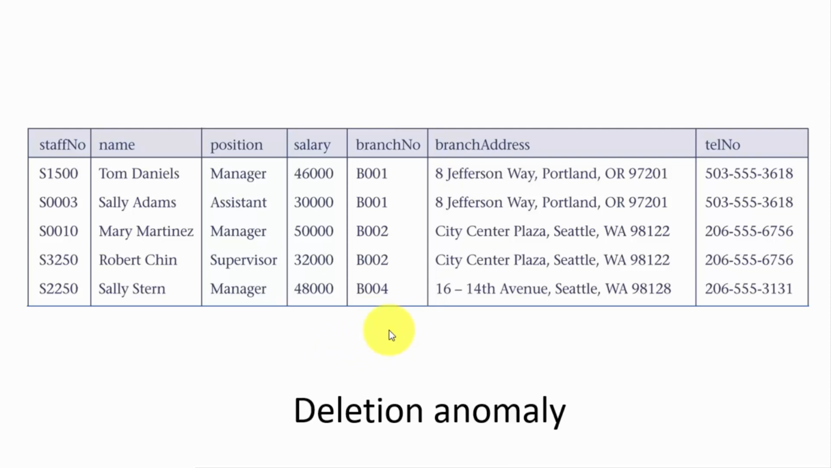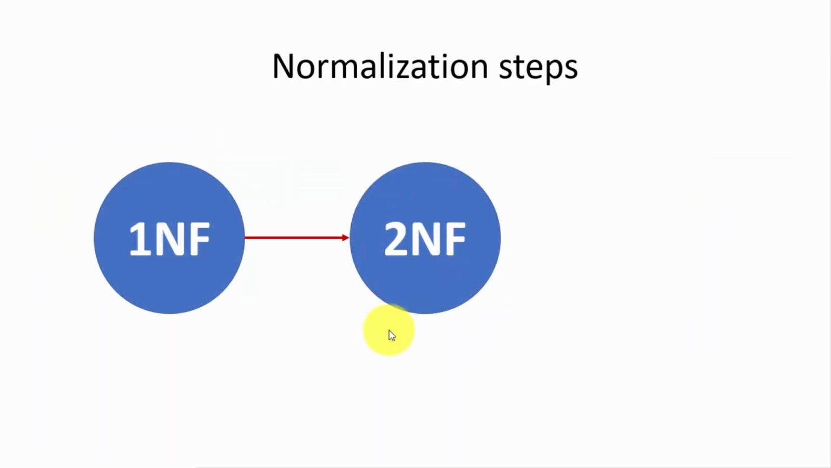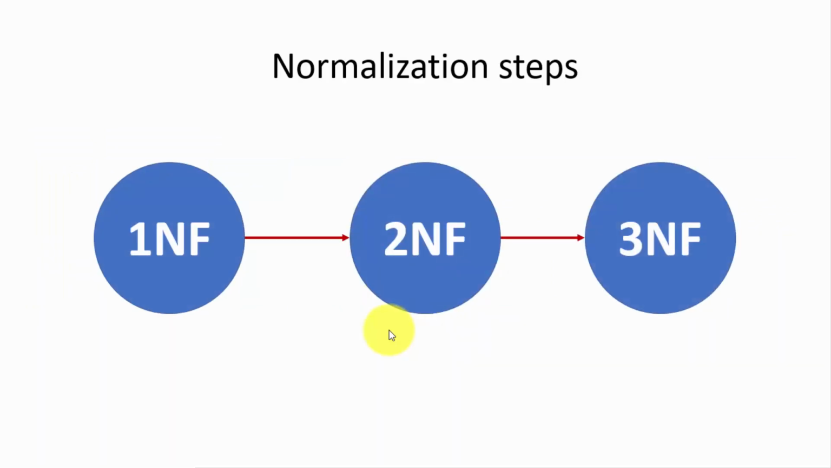To overcome these anomalies, we need to normalize the data or the table. Normalization is accomplished in stages, from first normal form to second normal form, then to third normal form. There are other advanced normal forms, but these are the basic forms. Starting with first normal form.